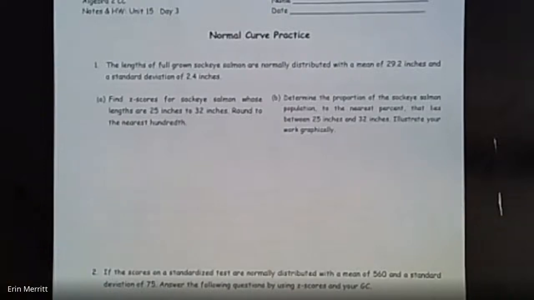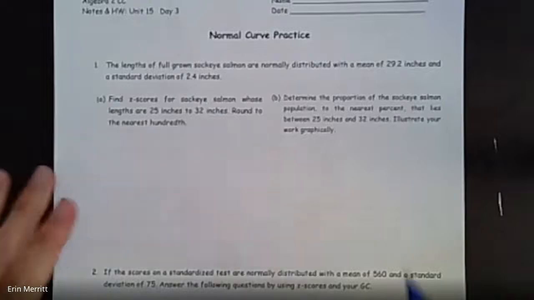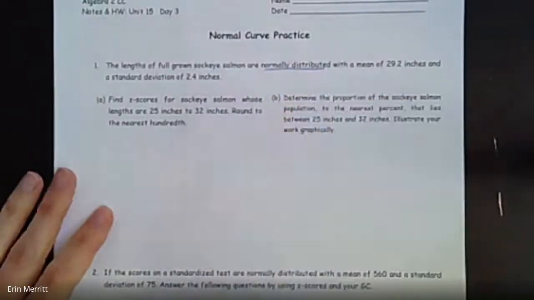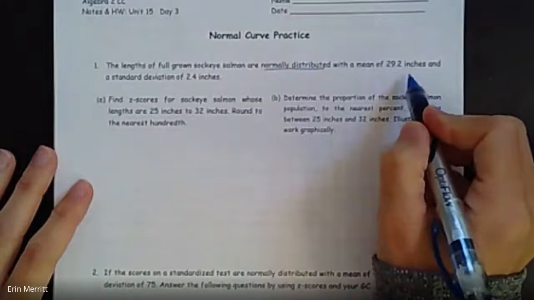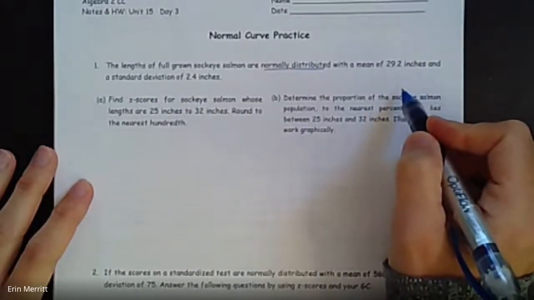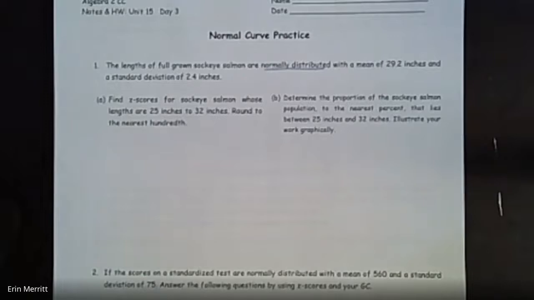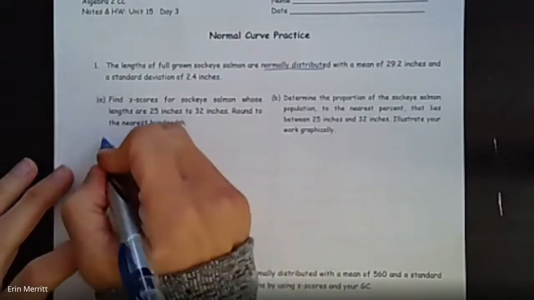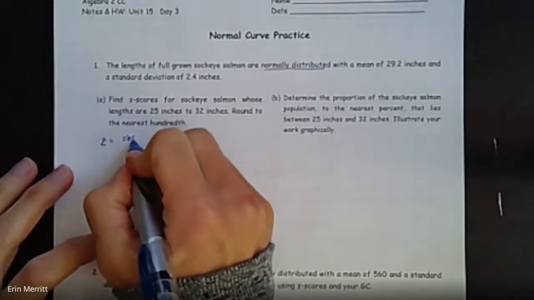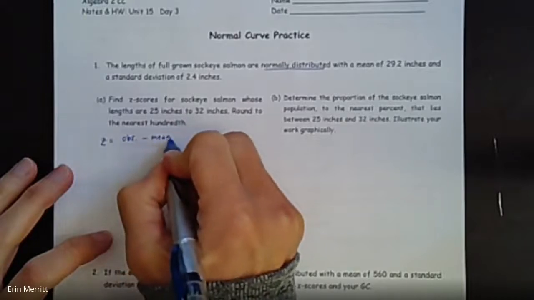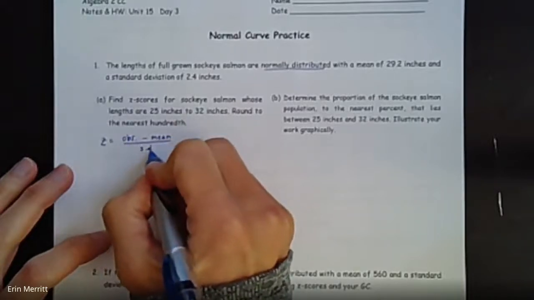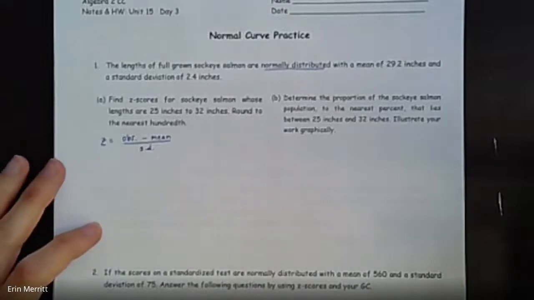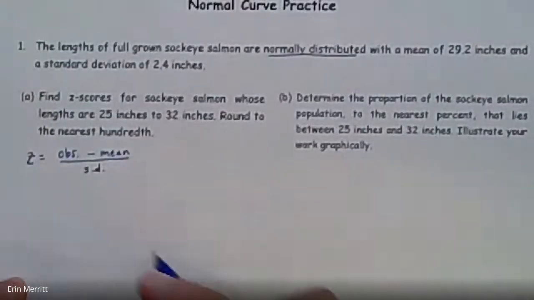So this very first one says the lengths of full-grown sockeye salmon are normally distributed, keywords there, with a mean of 29.2 inches and a standard deviation of 2.4 inches. It says find z-scores for sockeye salmon whose lengths are 25 and 32 inches. As a reminder, z-score is your observed score minus the mean divided by the standard deviation. We could write that using notation, but it's perfectly fine to write it like that.